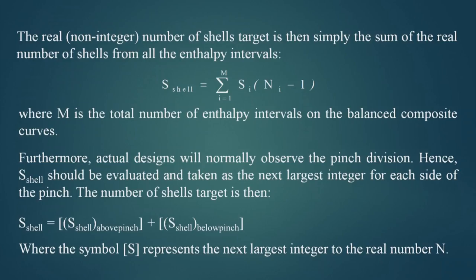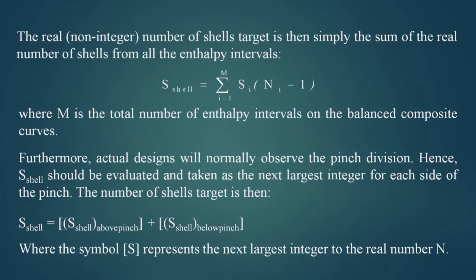Suppose I have m number of enthalpy intervals, then in each interval I will find out the value of the number of cells, and then I will multiply this with the number of streams including hot and cold utilities minus 1 in that interval. So, it will give me the number of cells in that enthalpy interval, and then I will sum this up for m intervals. That will give me the number of cells in the whole BCC curve.